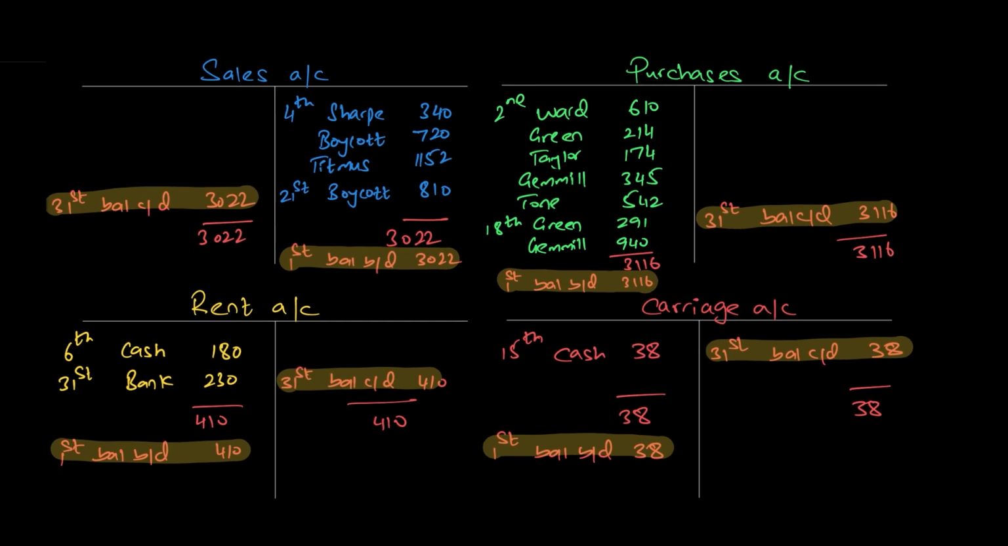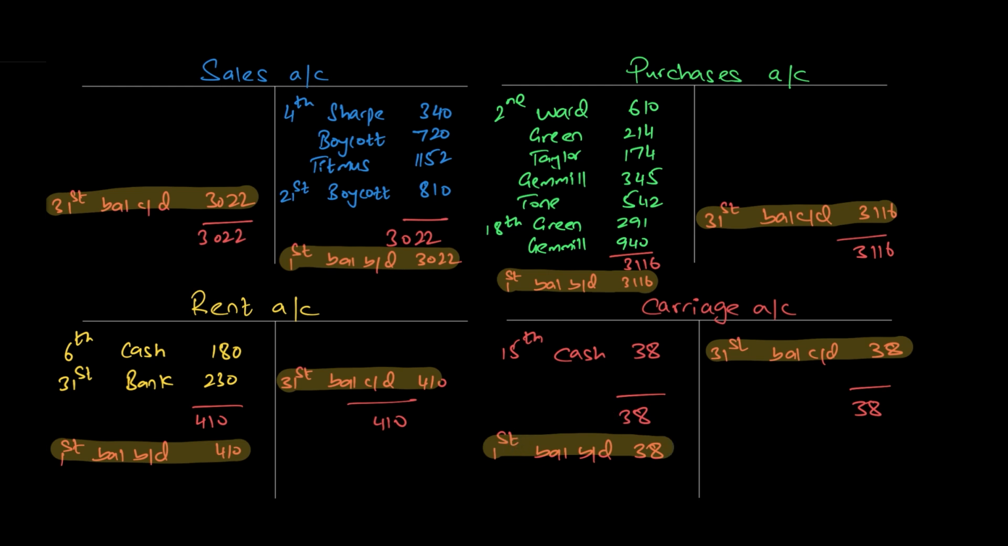Then we drew the sales account. Sales account, that's an income account, had a credit balance. Purchases had a debit balance. You guys can see the values as well. I will need this for the summary. Rent account, expense account, debit balance. Carriage account, also a debit balance.